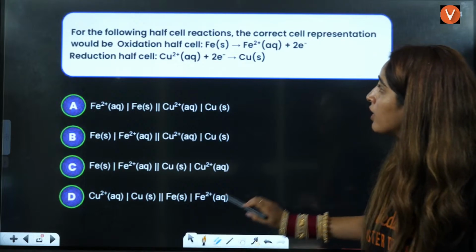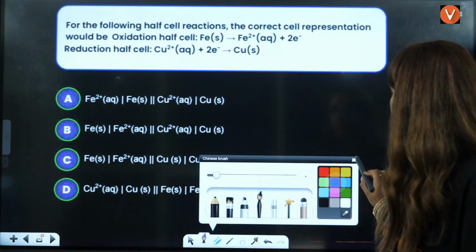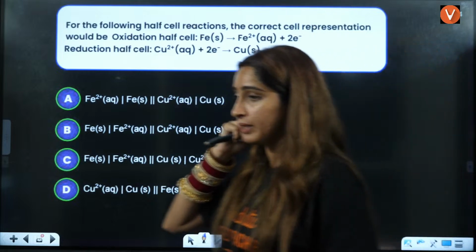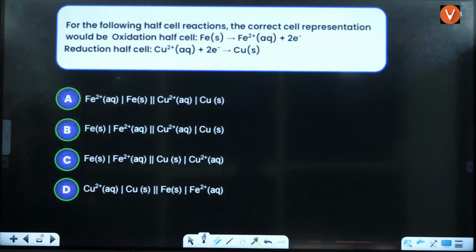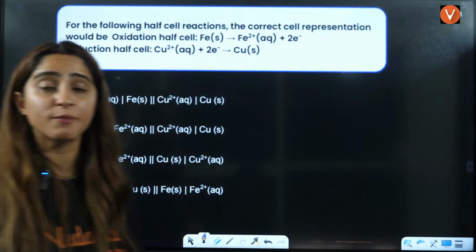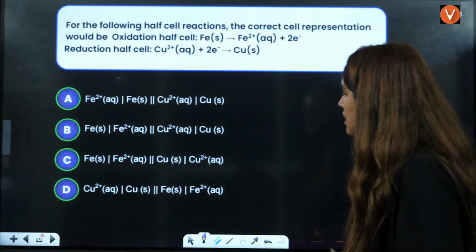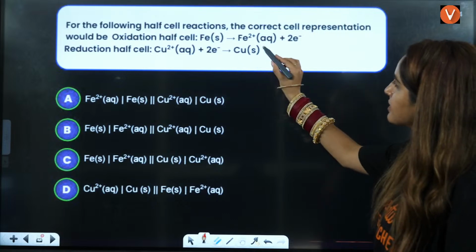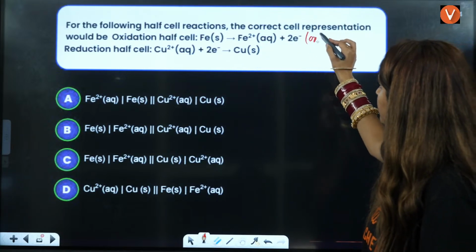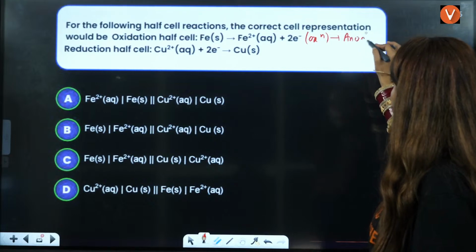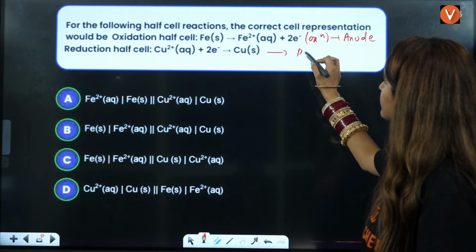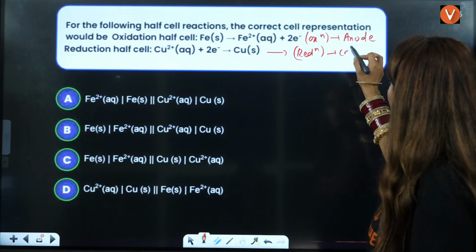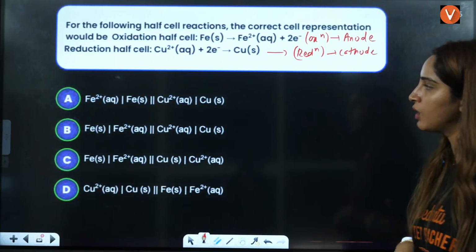Next is, for the following half cell reactions, the correct cell representation would be. Let us see the cell representation here, everybody. So if you see this here, it is losing the electron. This is oxidation, that is anode. It is gaining the electron. This is the reduction, that is cathode.